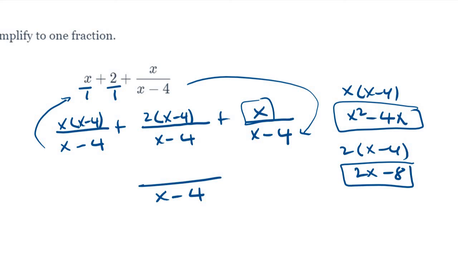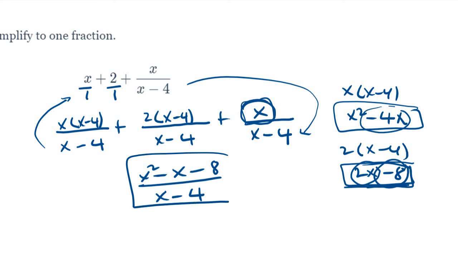So we have x squared, then negative 4x and 2x will make negative 2x. With this x, don't forget, that will make negative x. And then the minus 8 coming from there, so minus 8. I think that is the last, that's the answer to the problem.